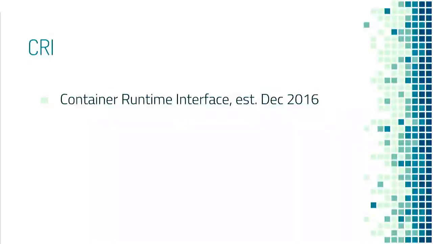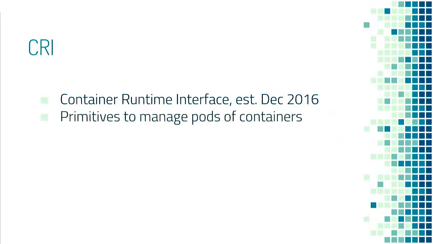Then we started another interface, the container runtime interface, CRI, was added late 2016. And here the idea was to have primitives to manage pod life cycles. So create a pod sandbox, destroy a pod sandbox, add a new container to that pod sandbox, that type of request, basically what Kubernetes needs to do its pod stuff.